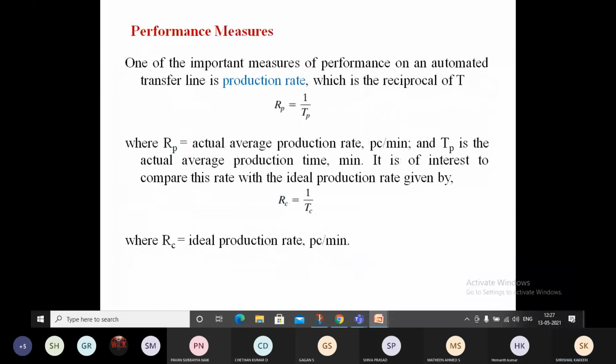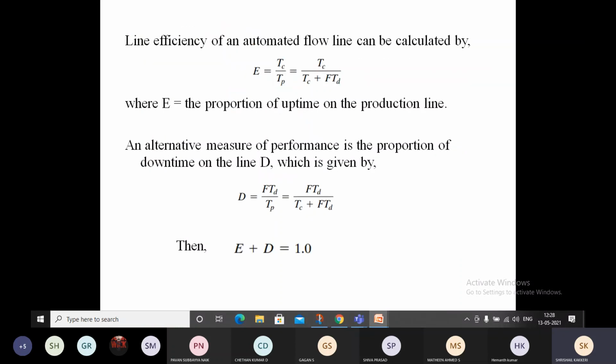And the performance measurements are the production rate and actual cycle time. Already we know the production rate RP is equal to 1 by TP, where TP is the production time, and the actual production rate RC is equal to 1 by TC. Already we have studied this in the previous sections. Now, the idea behind line balancing is that I am going to find out the downtime and the line efficiency. And the downtime plus line efficiency should be equal to 100.